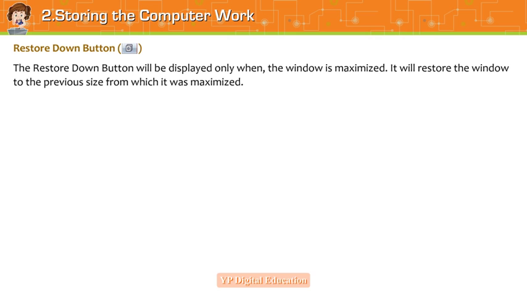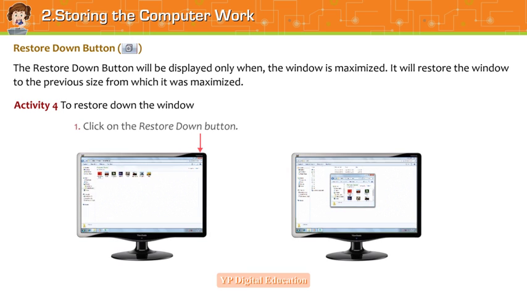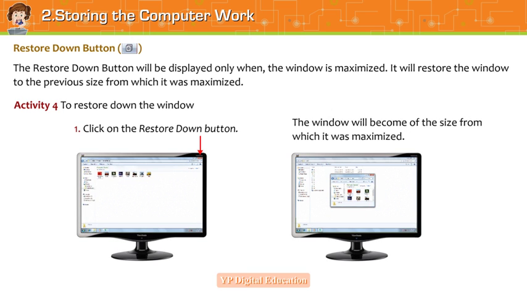Restore down button. The restore down button will display only when the window is maximized. It will restore the window to the previous size from which it was maximized. Activity 4. To restore down the window. 1. Click on the restore down button. The window will become of the size from which it was maximized.